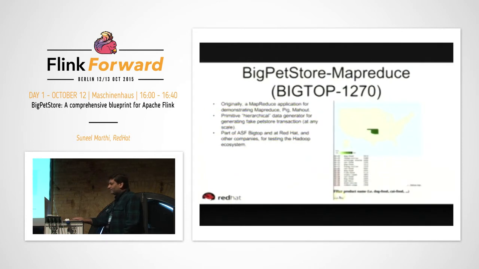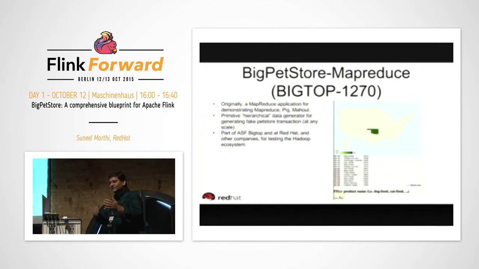So what's presently in Bigtop is the Bigtop MapReduce, which is already well integrated into the Bigtop project, and that's the Jira BIGTOP-1270. It's basically a MapReduce application that was originally created to demonstrate MapReduce, Pig, and Mahout. The data generator back then was hierarchical. It was a very primitive data generator. We were not using Markov models. It was purely based on random heuristics, like this customer and this location.